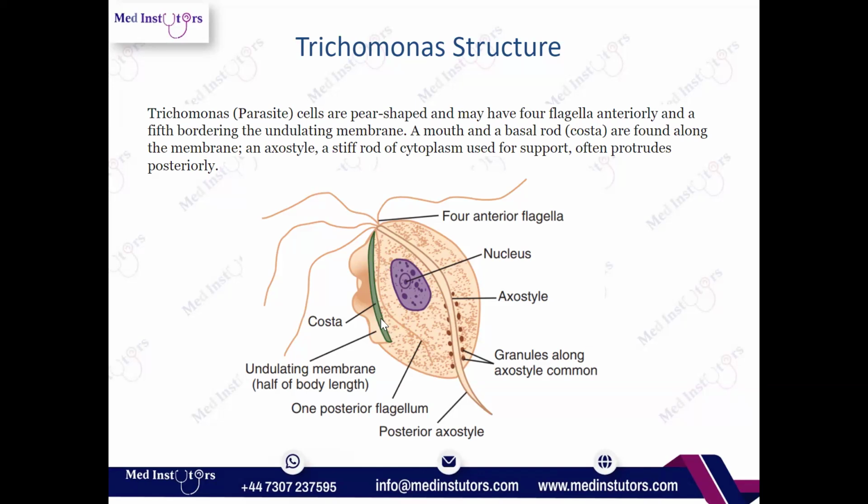This is an undulating membrane. A mouth and a basal rod are found along the membrane, and the exostyle, which is a stiff rod of cytoplasm used for support. Okay, let me correct myself. I was actually talking about the exostyle and got a bit confused with the undulating membrane. However, the exostyle is a structure which is a stiff rod of cytoplasm, which you can see here. And if you notice its location, it is mainly there for the support of this parasite, and often protrudes posteriorly.